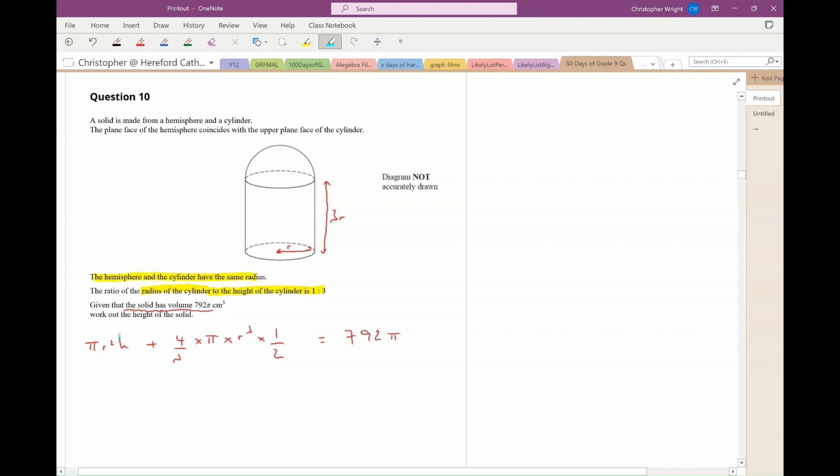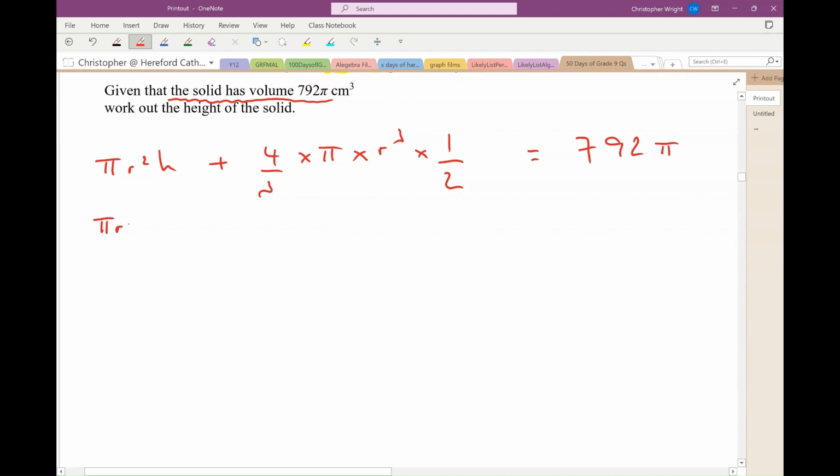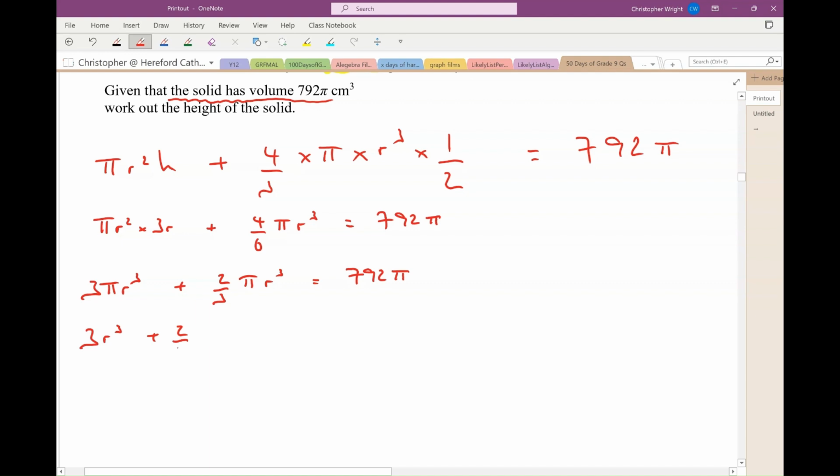Now, that h, I can do without, because I know that h is 3 times r. So what I've actually got here is pi r squared times 3r plus 4/3 times a half, that's 4/6, pi r cubed equals 792 pi. Let's carry on. 3 pi r cubed plus 2/3 of pi r cubed is 792 pi. Let's divide everything by pi. 3r cubed plus 2/3 r cubed equals 792.